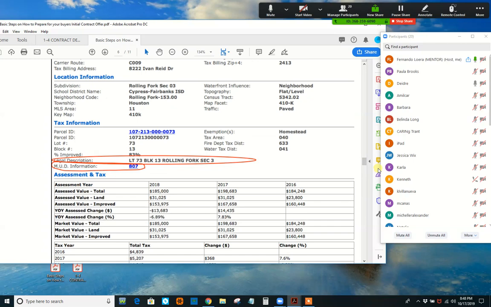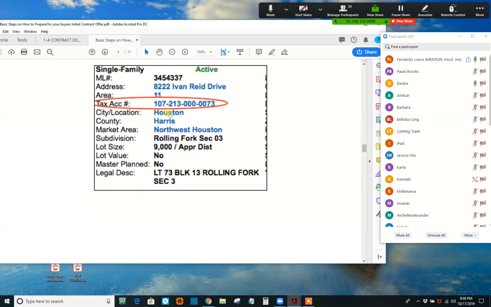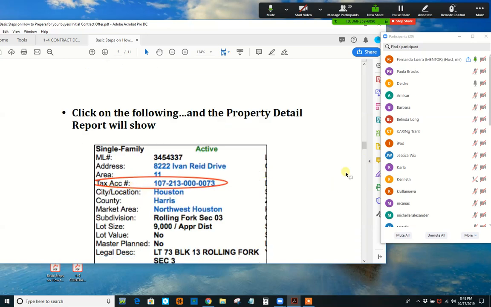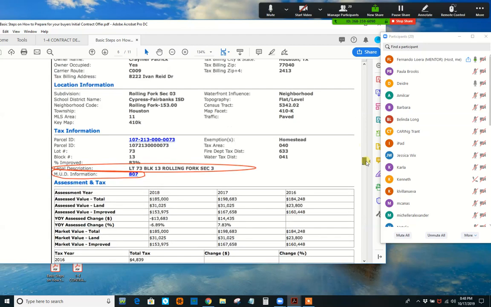So again, let me just show you how to do that, since we had some technical difficulties. Whenever you're in MLS, just click on the tax account number, and then it'll bring up this property detail report, which is really helpful.